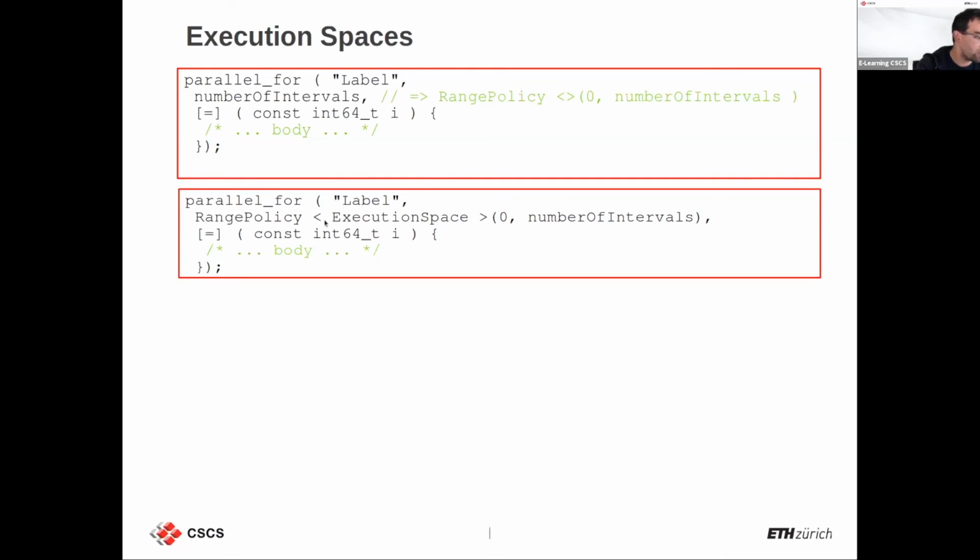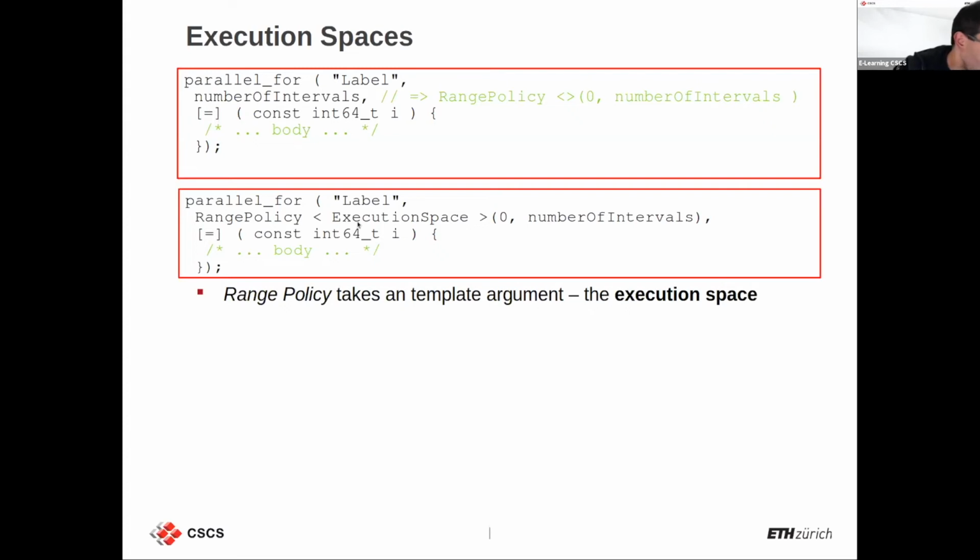But looking at the second example, you can use a range policy with a specific template. So what you do is you write range policy, the execution space, which can be Kokkos CUDA execution space, and you pass the number of intervals. In this way, we are saying to Kokkos, please run your lambda function in this execution space.